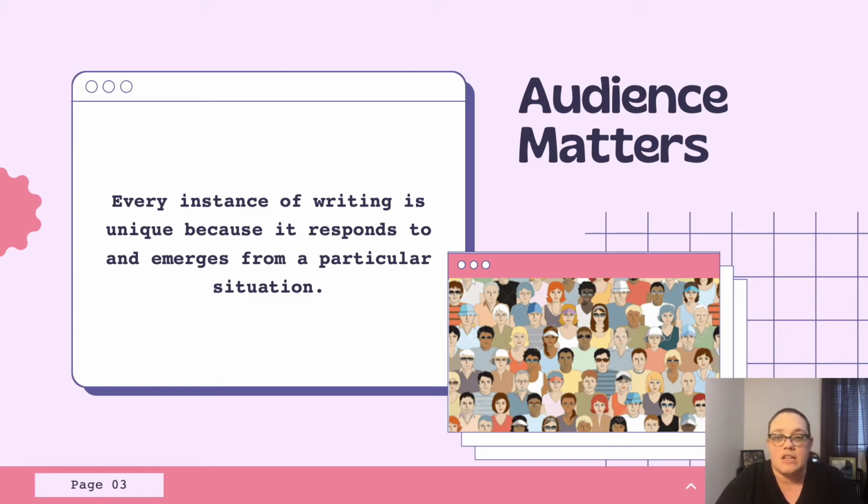While different kinds of writing share common features and goals, each kind of writing is unique because it responds to and emerges from a particular situation. Each piece of writing has a purpose, an audience, and a particular context that shapes how one writes and how that writing is received by others. In this lecture, I will take you through some of the ins and outs of writing for your audience.